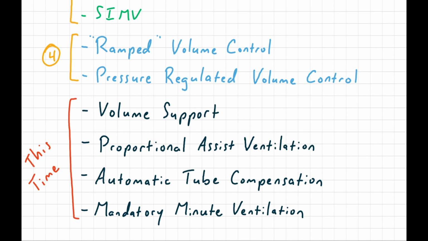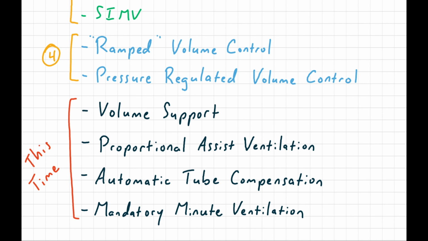We'll look at volume support, proportional assist ventilation, automatic tube compensation, and mandatory minute ventilation. We'll look at these as examples rather than diving super deep into any one, because every ventilator you come across will have slightly different advanced modes. So if you're going to use them, talk with the people working in your units and read the ventilator manual.